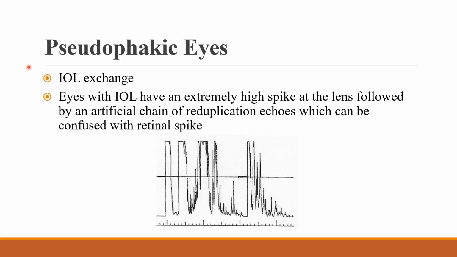Pseudophakic IOL exchange. Eyes with an IOL have an extremely high spike at the lens followed by an artificial chain of reduplication echoes, which can be confused with the retinal spike. You can see here the long spikes.